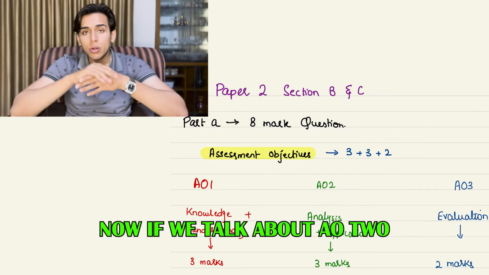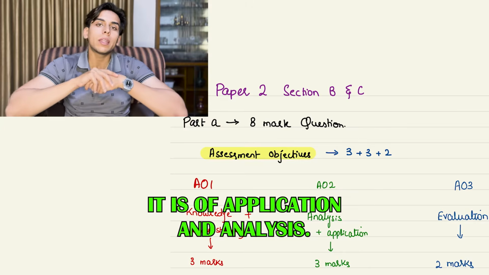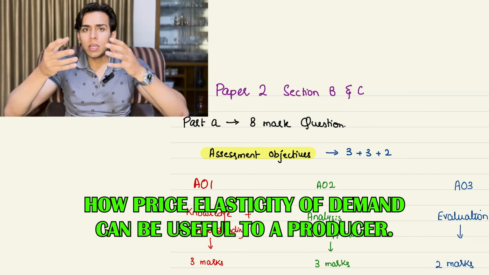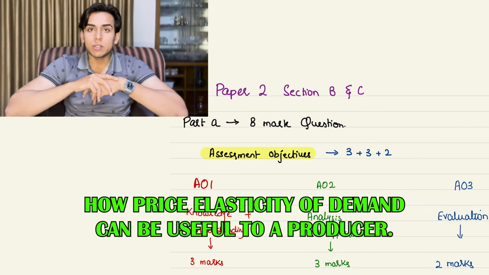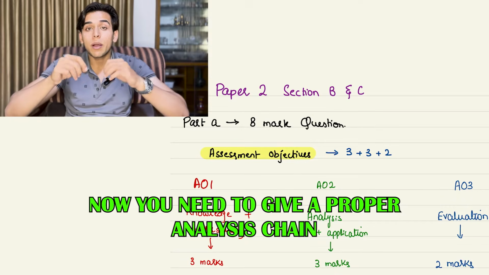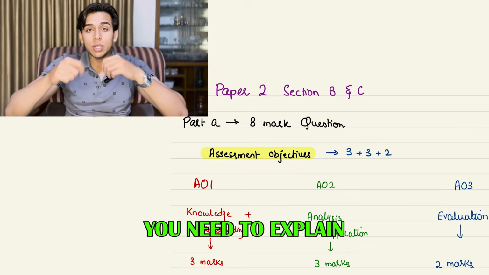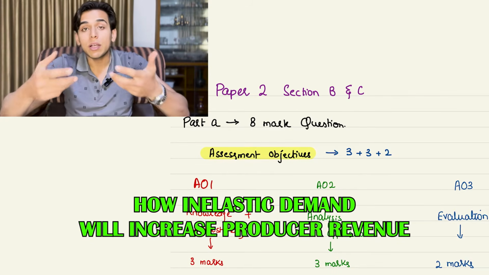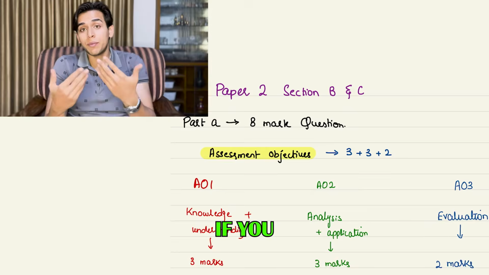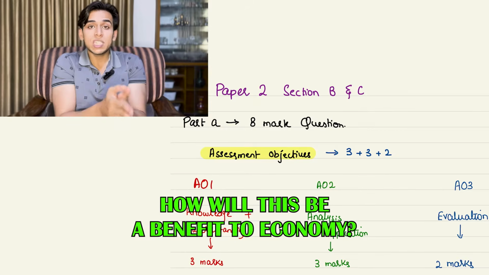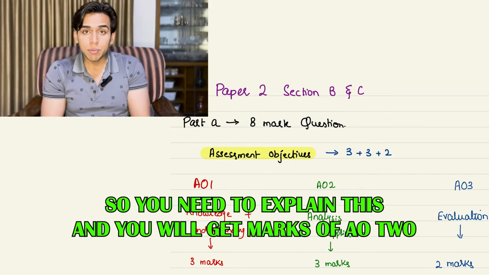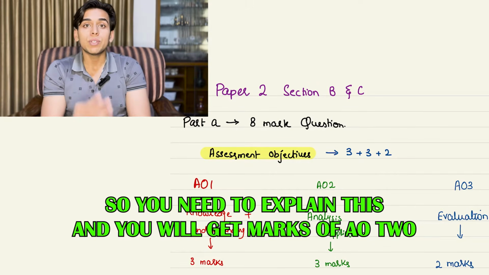Now if you talk about AO2, it is application and analysis. Let's say there's a question like, explain how price elasticity of demand can be useful to a producer. Now you need to give a proper analysis chain. You need to explain how elastic demand will increase producers' revenue, how inelastic demand will increase producers' revenue. If you're talking about something else, how will this be a benefit to the economy? How will this be a benefit to the producer? So you need to explain this and you'll get marks of AO2, which is 3 marks.